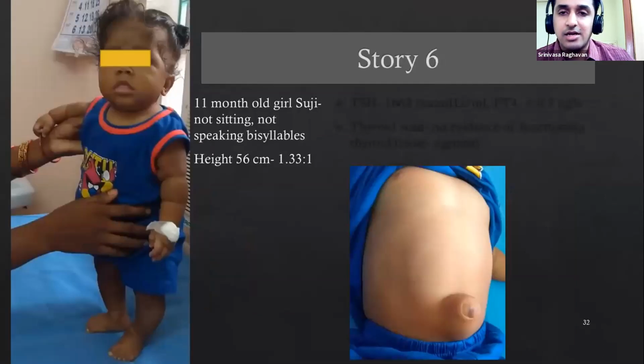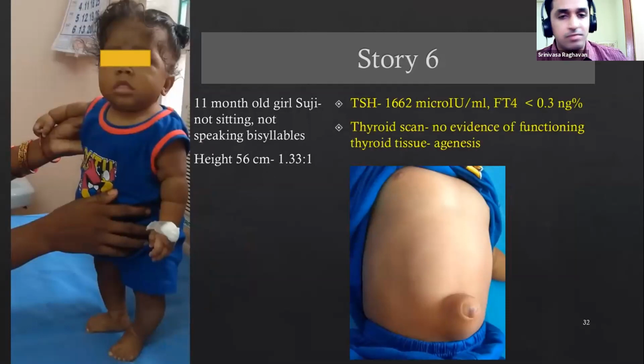And as highlighted by Dr. Hemachand in the previous talk, this is an 11-month-old girl, Suji, who presented with complaints of not sitting, not speaking bisyllables. Short stature is there, coarse facies, umbilical hernia. This is textbook description of congenital hypothyroidism that was missed in the neonatal period. The TSH was very high and free T4 was very low, and thyroid scan showed agenesis.